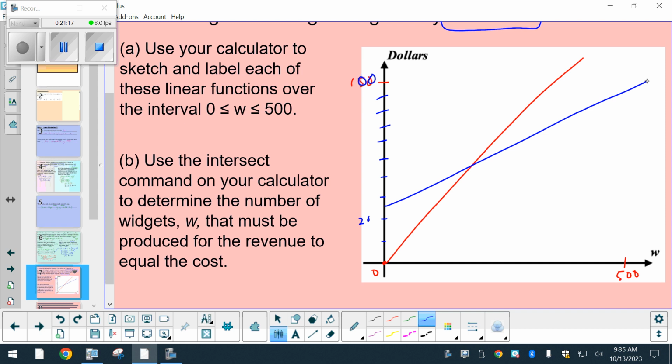Now we want to use the intersect command. This is what I wanted to show you guys, to see where they're intersecting, to find how many widgets must be produced for your revenue to equal your cost. Okay, this was your cost. No, that was revenue. Hold on. That was my revenue.